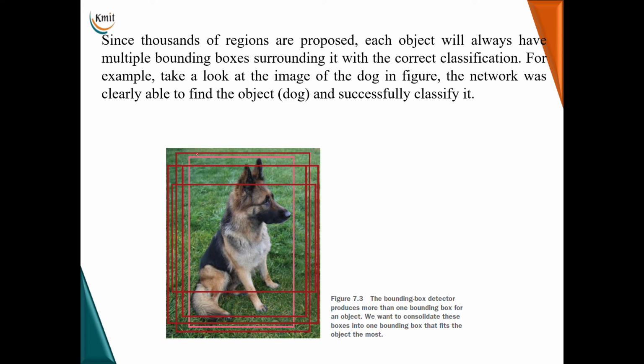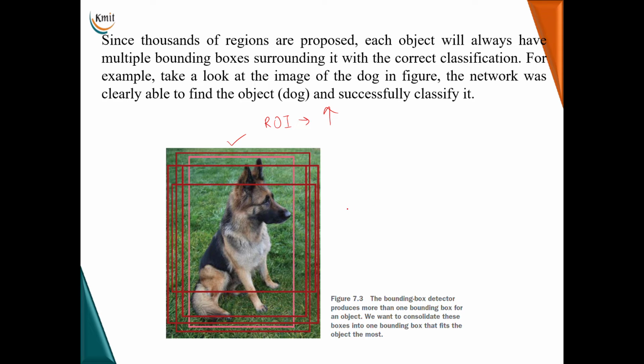Now, thousands of regions are proposed. Each object will always have multiple bounding boxes surrounding it with the correct classification. For example, this was the image given. I told you that one or more targets can be contained in the image for object detection. So in region proposal, what will it generate? It will generate regions of interest with high objectness score. The objectness score is the probability that the bounding box contains a target. So all these bounding boxes were found to have a high objectness score.